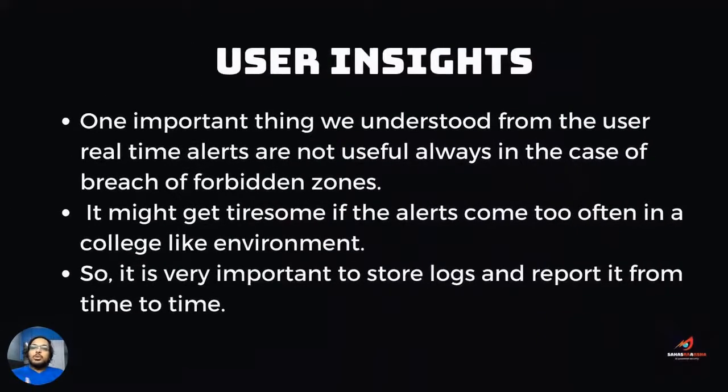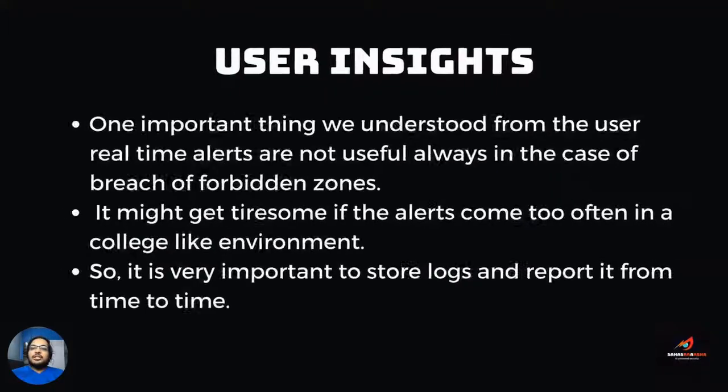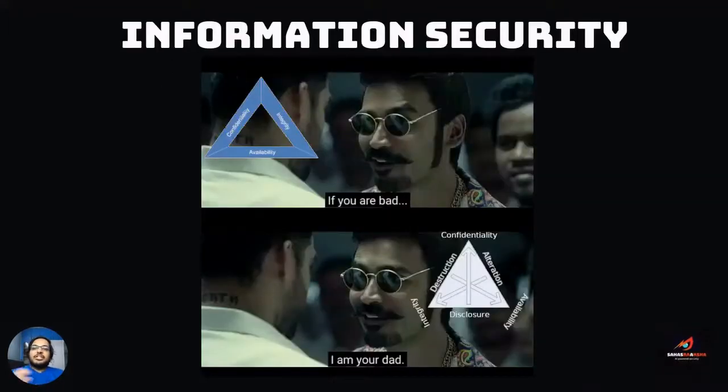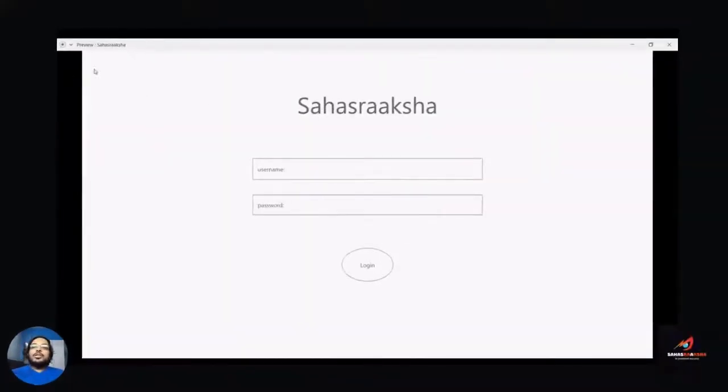One user told us that real-time alerts may be annoying, so it is important to make logs so that the user can take appropriate action at a later time. Confidentiality, integrity, and availability (CIA) of data and information are required in the correct amount to secure and prevent their disclosure, alteration, and destruction. We strive to provide the correct blend of these three CIA concepts to secure the information of our users. The prototype works as follows.